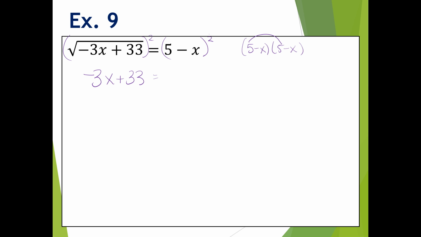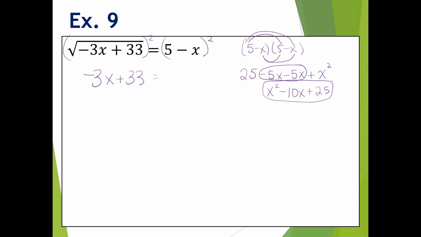So we have 5 times 5, that gives us 25. We are foiling here. 5 times negative x is negative 5x. We have another negative x times 5, so that's another negative 5x. And then we have a negative x times a negative x. That's a positive, and it is x squared. Now, if we want to put this in standard form, the x squared is going to go first. The negative 5x and negative 5x are like terms, so they go together. And then we end up with that. So that is the right side of our equation.